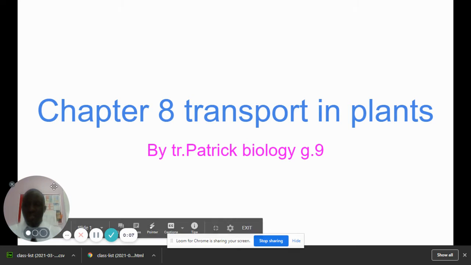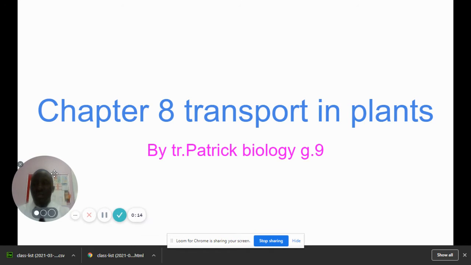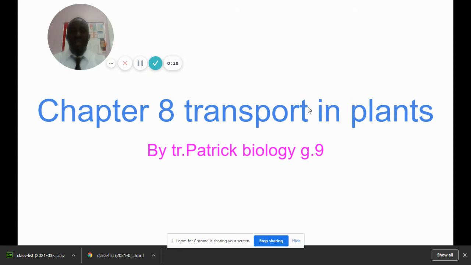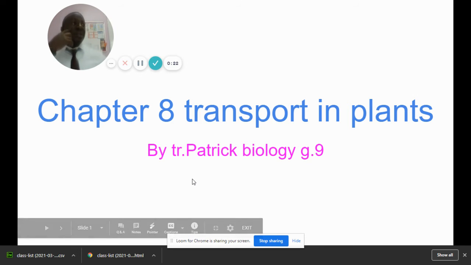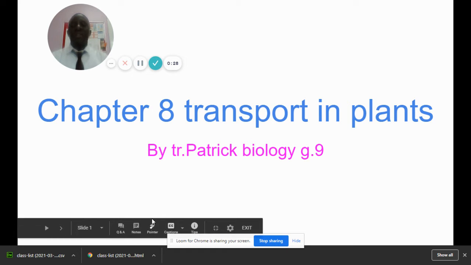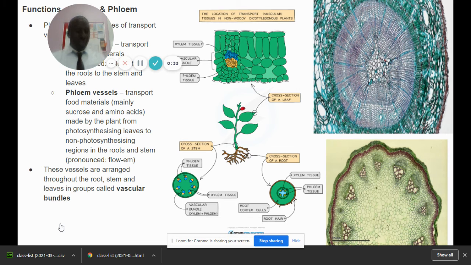Today we want to discuss chapter 8, which is movement or transportation of materials in plants. Transportation of materials in plants is a topic that deals with how materials move in higher plants. We have lower plants and higher plants. Higher plants are multicellular, and they need a serious way of sending materials from one place to another.